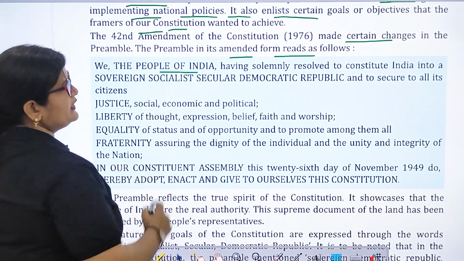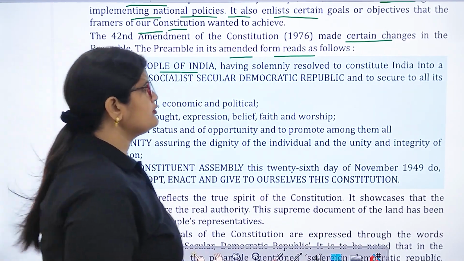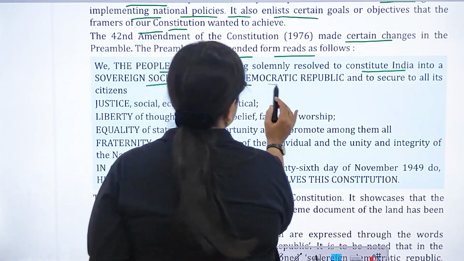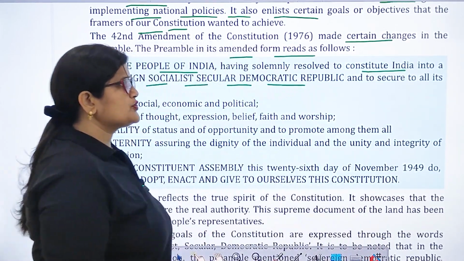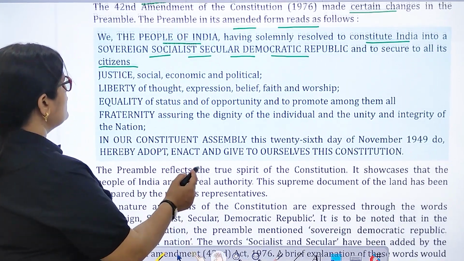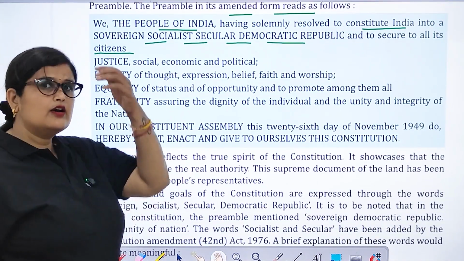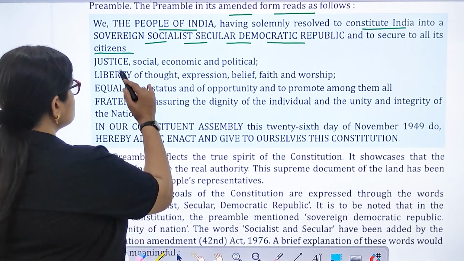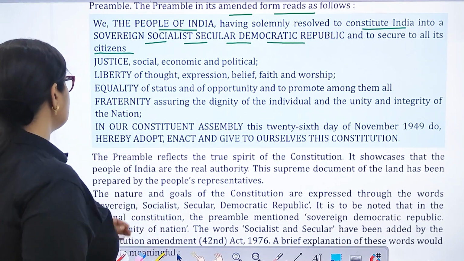We, the people of India, having solemnly resolved to constitute India into a sovereign socialist secular democratic republic and to secure to all its citizens. Okay, ये एक तरह से oath है. Okay, justice, social, economic and political. Liberty, equality, fraternity.